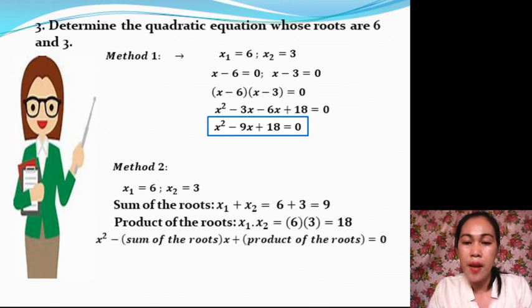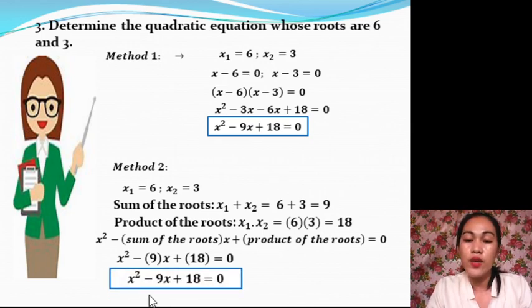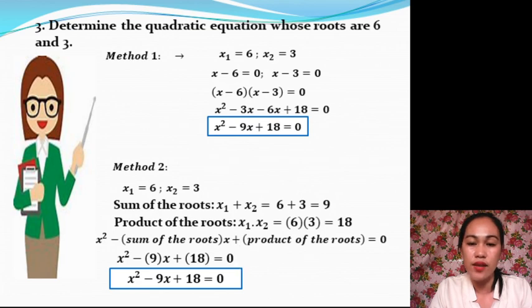x squared minus the sum of the roots times x plus the product of the roots equals 0. So we have x squared minus 9 times x plus 18 equals 0. Then the quadratic equation is x squared minus 9x plus 18 equals 0. So we have the same answer. So that's how to determine the quadratic equation given its roots. So that's end of my discussion for today.